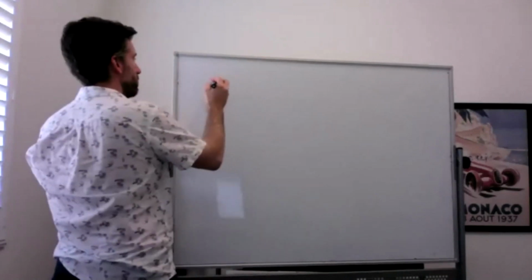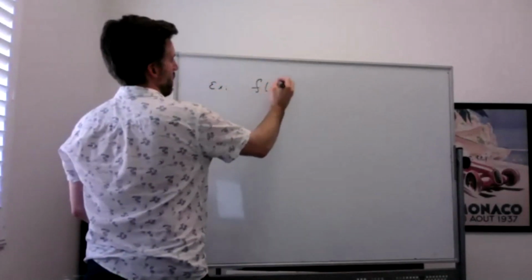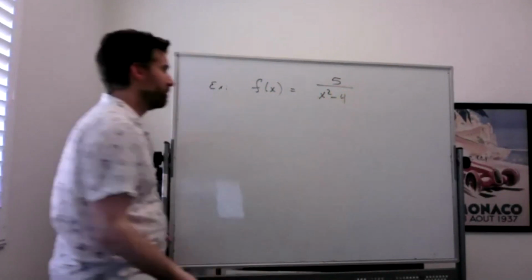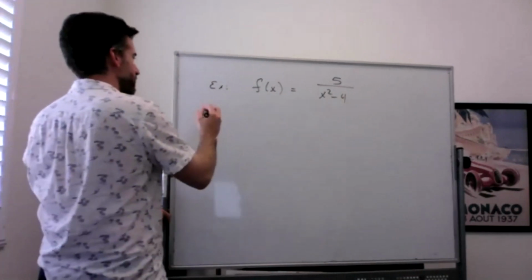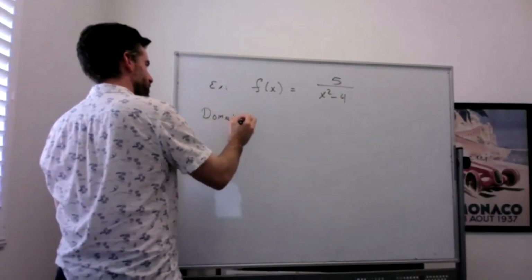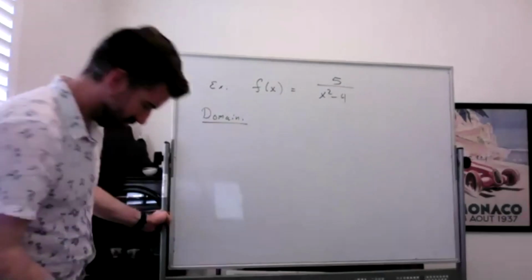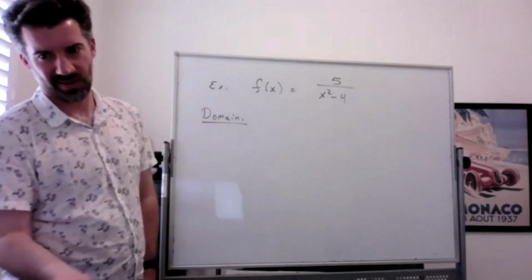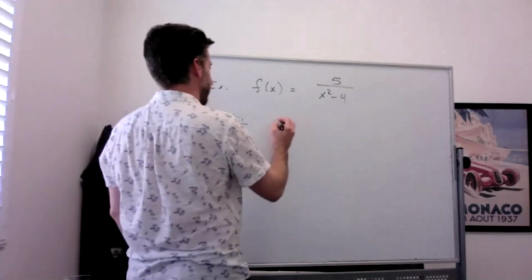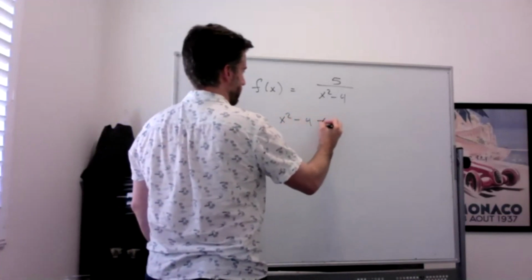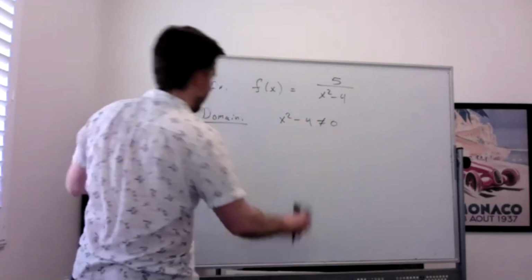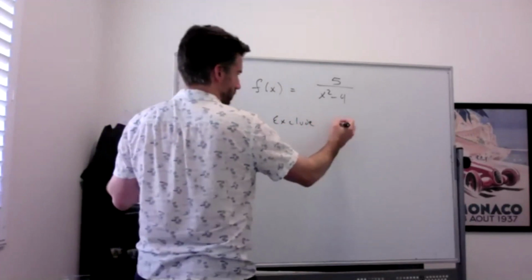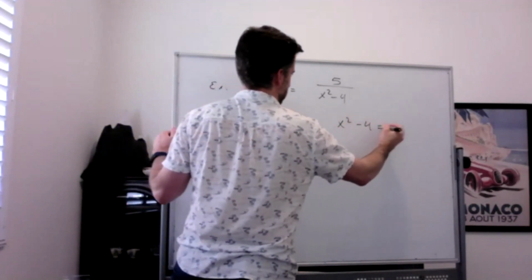So for example, if my function was, say, 5 over x squared minus 4, and I want to know what's the domain. Well, usually we set the denominator equal to 0 and then exclude it. So you can say I know that x squared minus 4 can't equal 0. Or what I typically write is I want to exclude the points where x squared minus 4 is equal to 0.